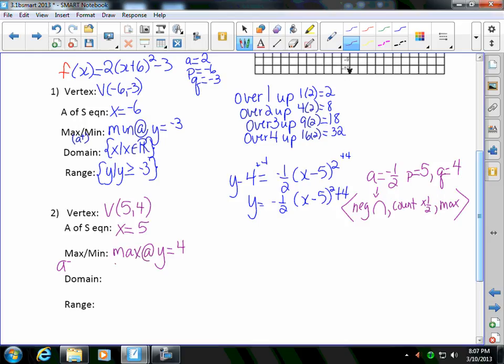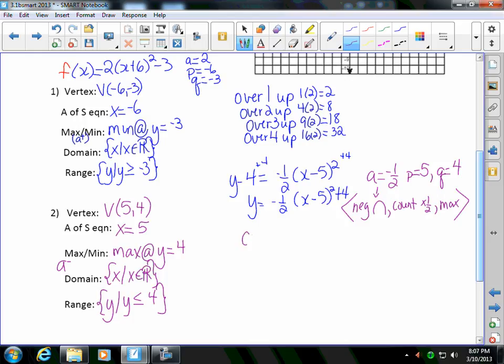Domain, always the same: the set of values for x, such that x is an element of the real numbers. My range now, because I have that maximum, it's going to be the set of values for y, such that y is everything less than, because it can only reach that maximum value, so it's going to be less than or equal to q, which is 4.